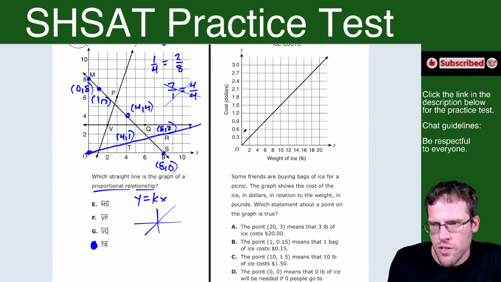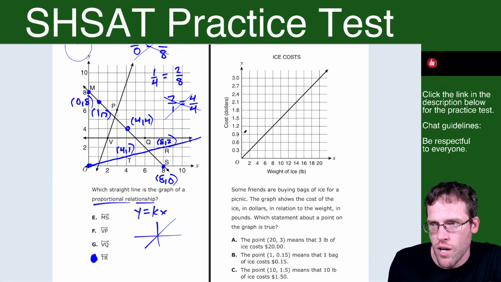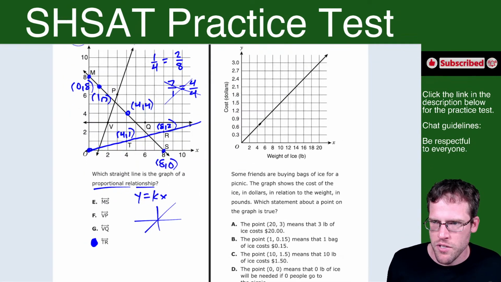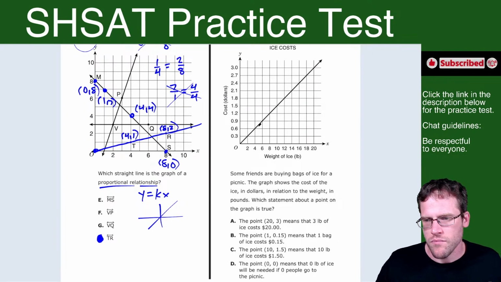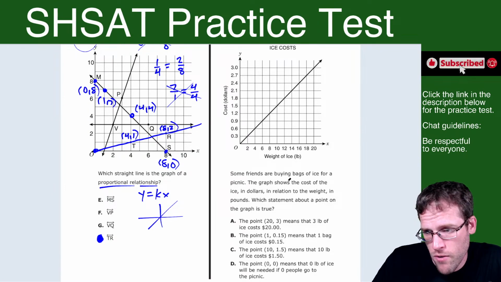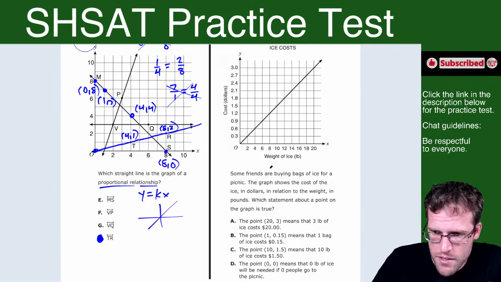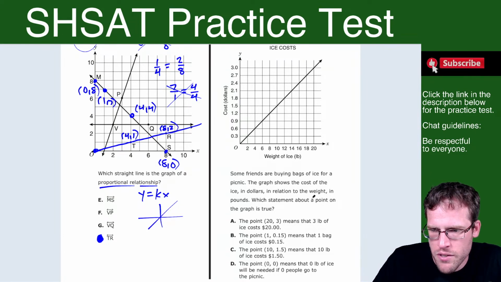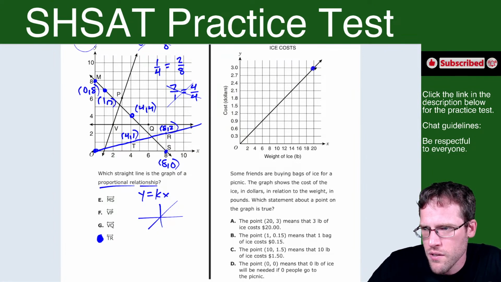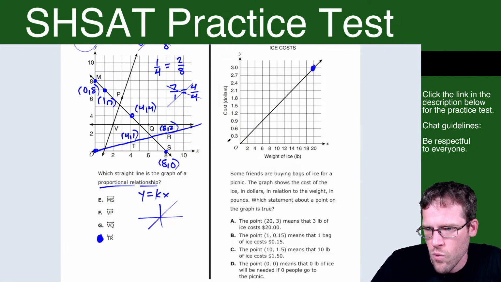All right, 91. So ice costs. Let me zoom out a smidge. Some friends are buying bags of ice for a picnic. The graph shows the cost of the ice in dollars in relation to the weight in pounds. Which statement about a point on the graph is true? So (2, 3) is on the graph. (1, 0.15). All right, so all of these points are actually on the graph.